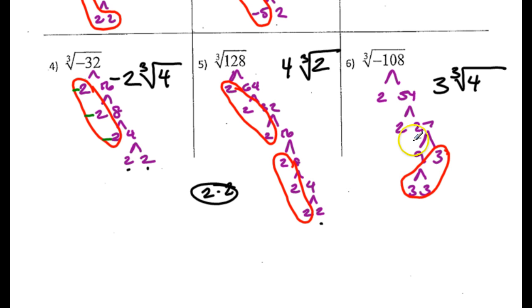This 2 stayed inside. Alright? And then the same thing kind of happened here. Here's the breakdown. A group of 3 3s came out. The 2 2 stayed inside, and that's why there's 4.